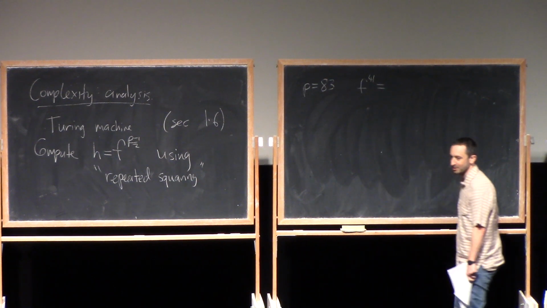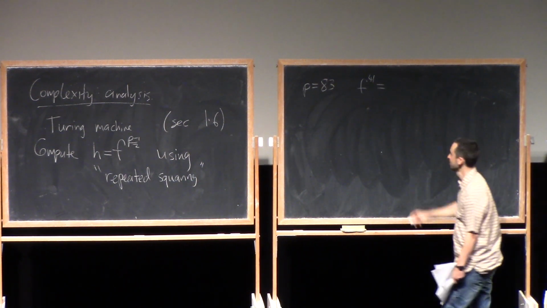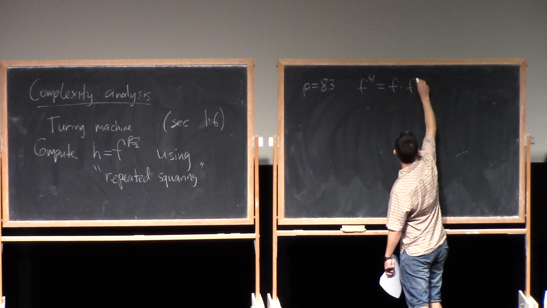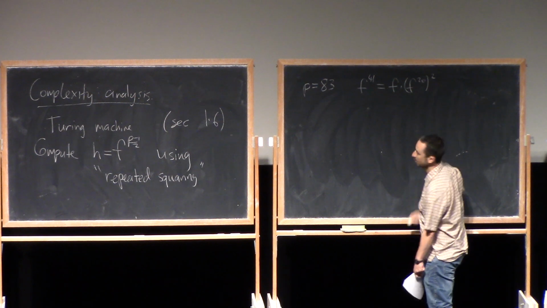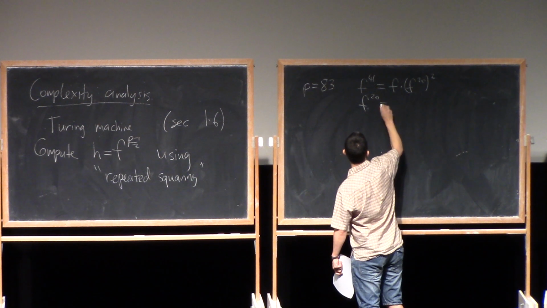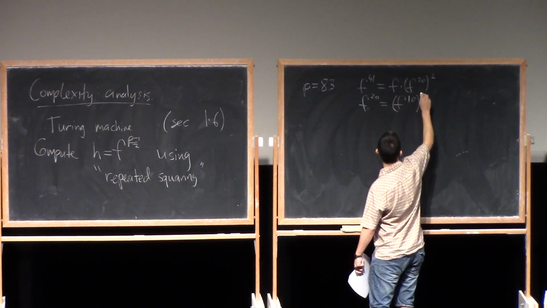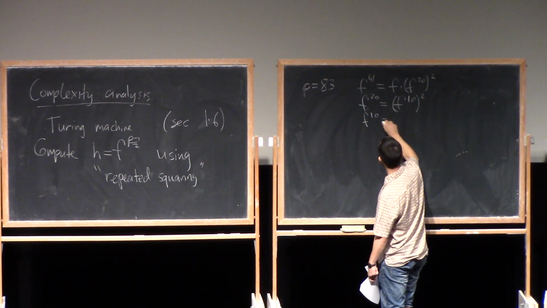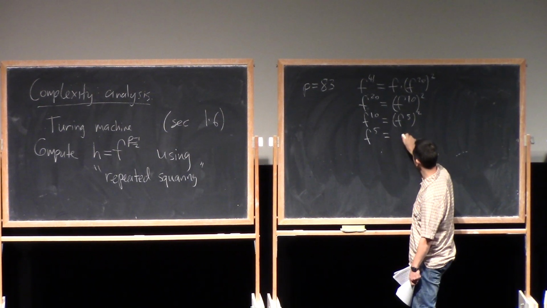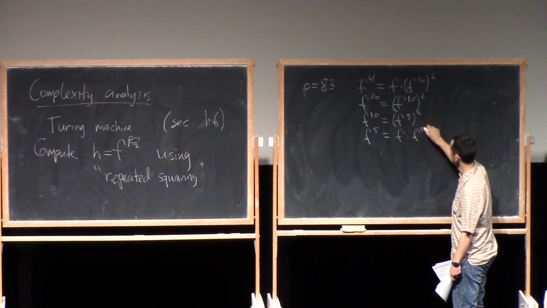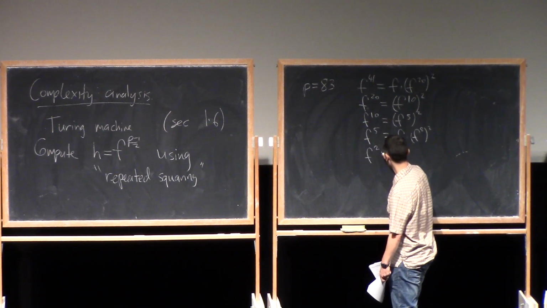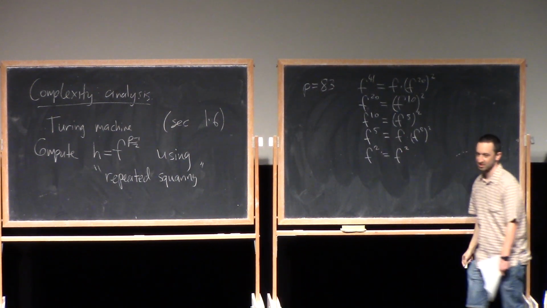Well, what's f to the 41? Well, 41 is odd, so this is f times f to the 40, and f to the 40 is f to the 20 squared. Okay, so now we need to compute f to the 20. Well, 20 is even. Okay, so you get the idea. Okay, f to the 10 is f to the 5 squared. 5 is odd, so that's f times f squared, and then I guess f squared is f squared. Right, so then I run this backwards.